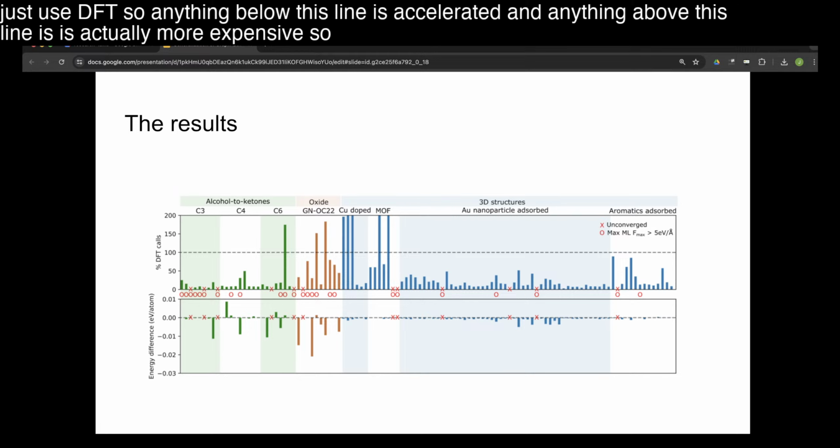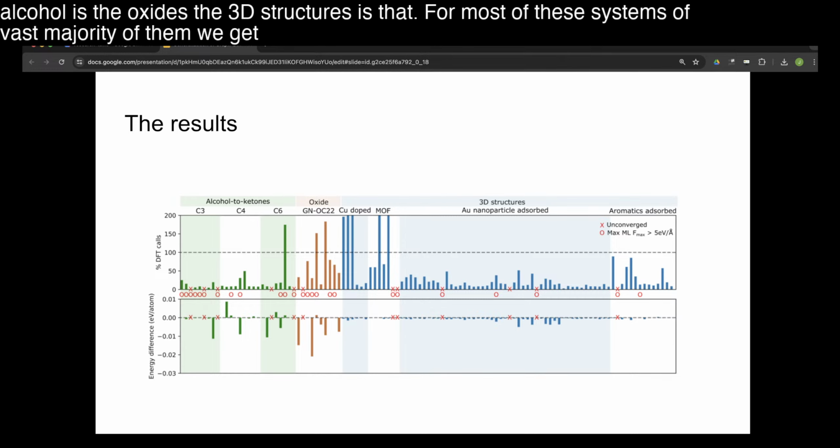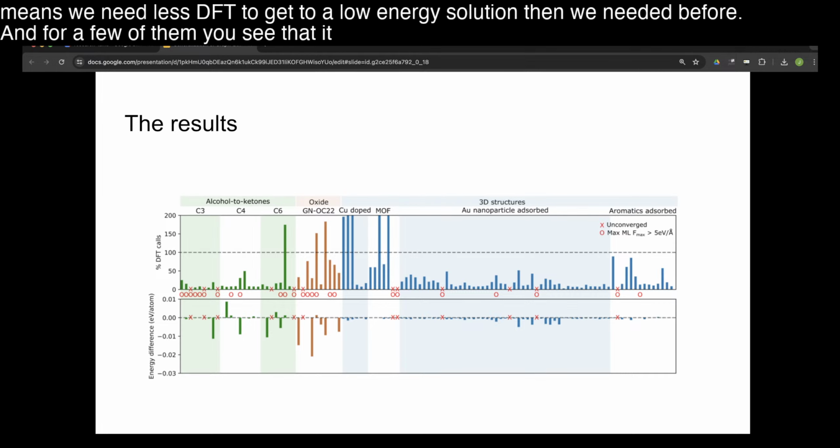So what you can see looking across this, the alcohols, the oxides, the 3D structures, is that for most of these systems, the vast majority of them, we get acceleration. That means we need less DFT to get to a low energy solution than we needed before. And for a few of them, you see that it takes more DFT.